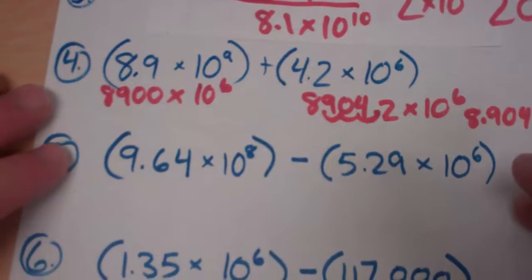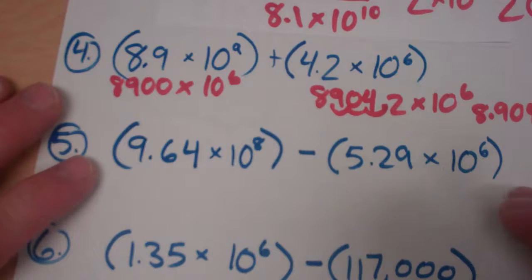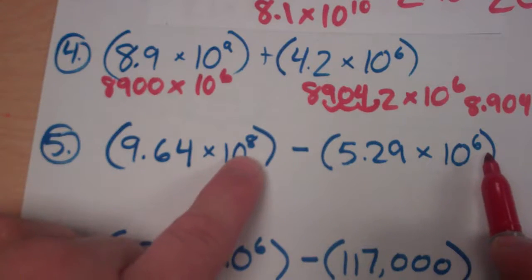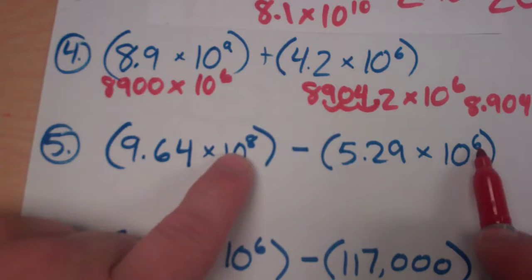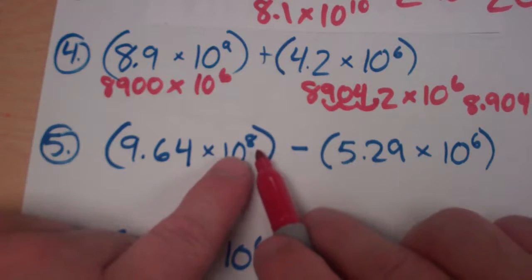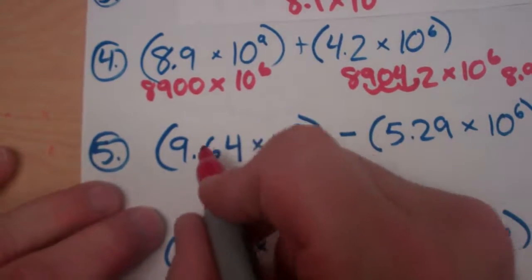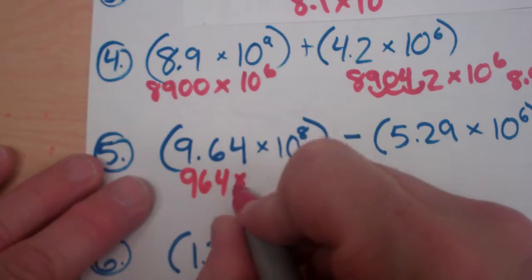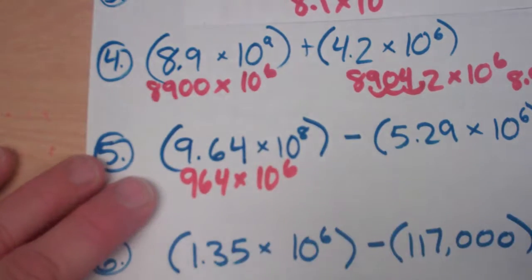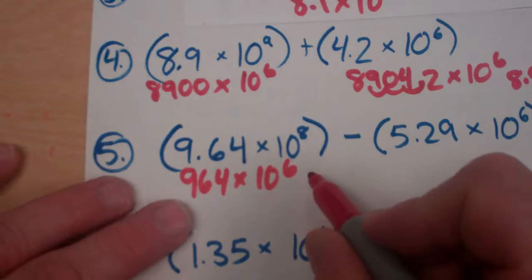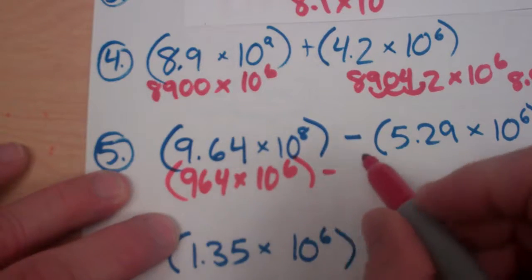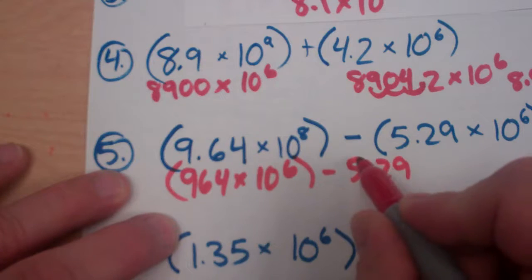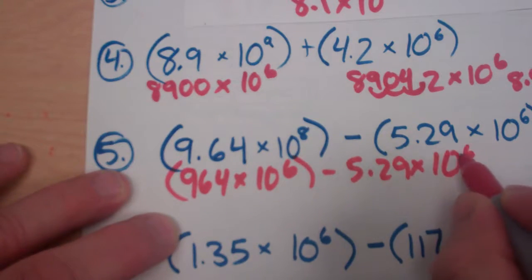So let me show that with the distributive property a little better the second time. All right, so I'm doing a subtraction problem. Once again, they're not in the same power, so let me convert them to the same power. I always go with the smaller one, so let me go to the 6th power. Once again, I would move that 2 places to make it in the 6th power. Okay, so my problem is really this minus 5.29 times 10 to the 6th power.